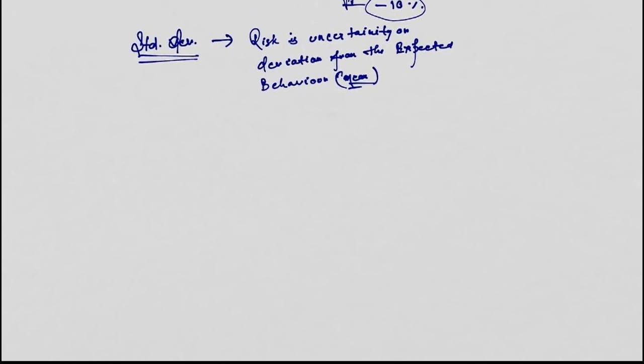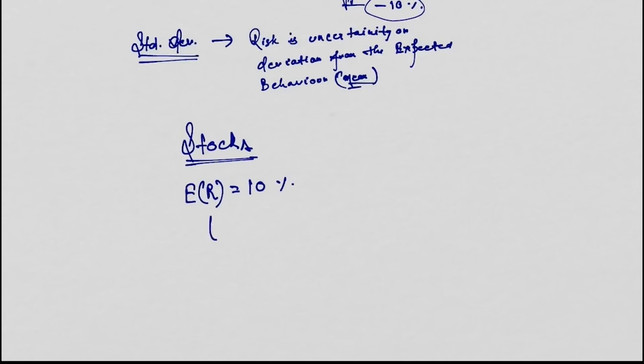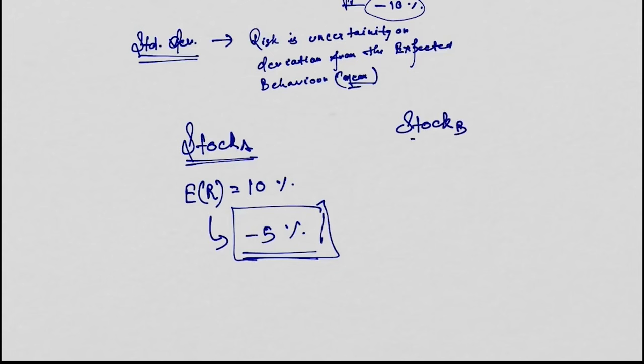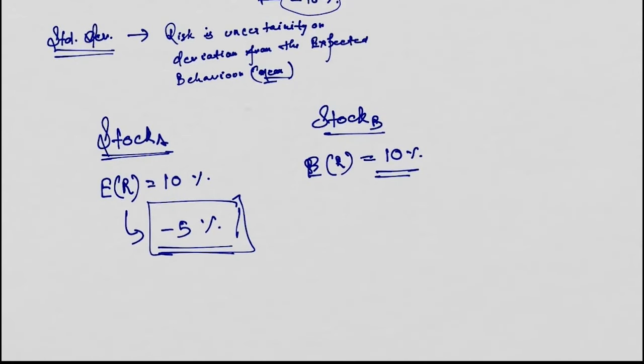I'm asking a last question on risk to check whether the intuition is right or not. There is stock A. The expected return of stock A is on an average 10%. And from some insider information, you got the information that after a certain period of time, if you invest in the stock for 1 month or 1 year, you will get a return of negative 5%. A sure return of negative 5%. And there is stock B, where the expected return is 10%. And you know, the stock return can vary between 20% to 5%.